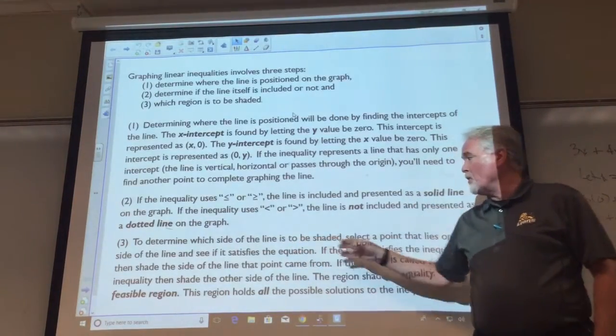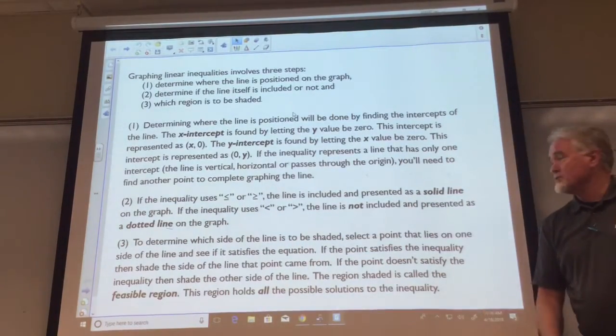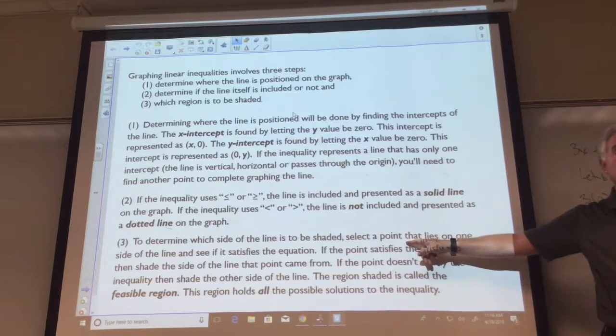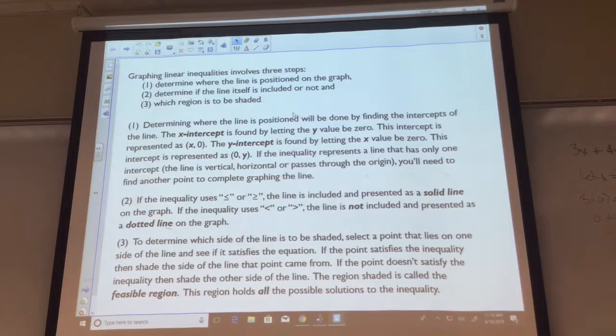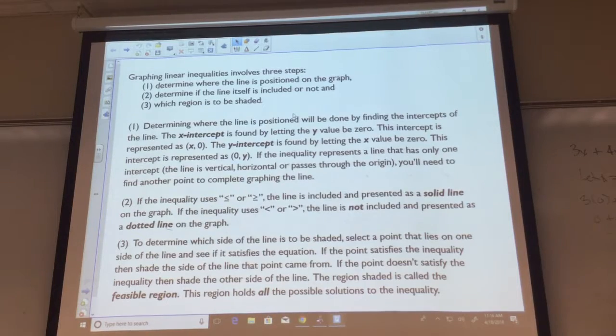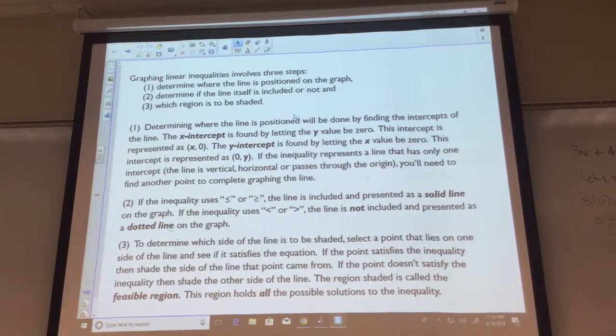Then we'll have to find out which side of the line is going to be shaded. To do that, we're going to pick a point that clearly lies on one side of the line or the other. We're going to drop it back into the inequality, and use it to find out whether the statement is actually a valid statement or not.